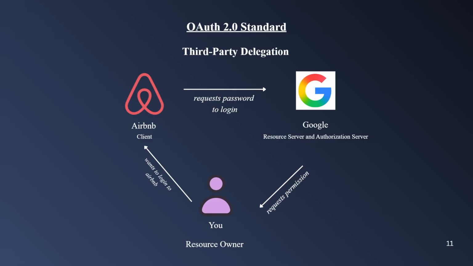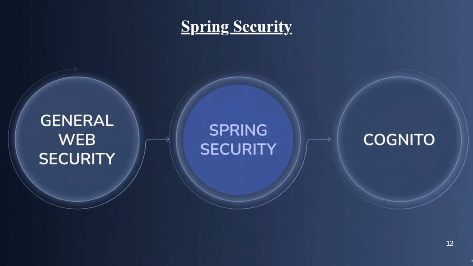So to put OAuth 2.0 in a very condensed way, this is what it is. And this is third party delegation. Actually, we'll be having a look at what first party is when we get into Cognito. Yeah, so that was just a quick touch up on some general web security practices. So now let's quickly jump into Spring Security after a 2-minute break.